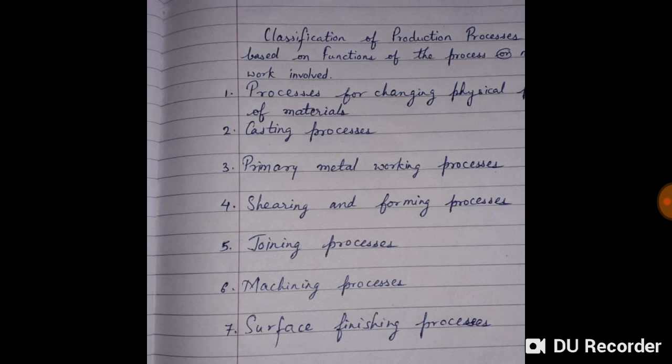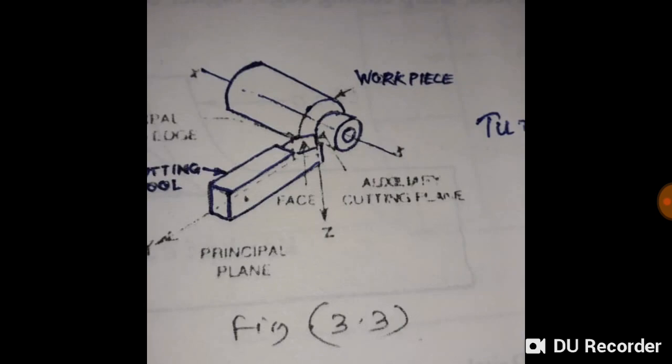Next is machining processes. Here there are various processes like turning, drilling, boring, reaming, shaping, planing, slotting, milling, abrasive machining, sawing, broaching, hobbing. So here we have taken photographs or drawings of a few processes like turning. So this is the drawing of turning. This is the workpiece and cutting tool. The cutting tool is going against the workpiece and removing the material in the form of chips.